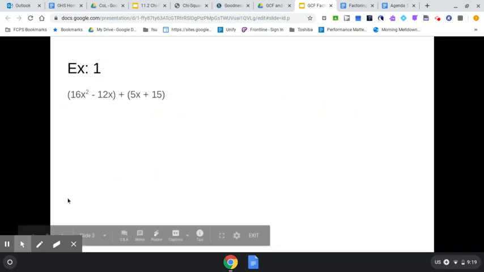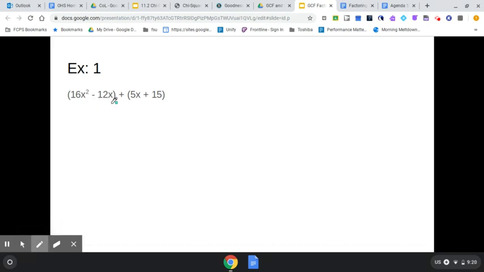All right, so example 1, it has two groupings. The first grouping is 16x squared minus 12x, and the second grouping is 5x plus 15. So from each grouping, we're going to see if we have a GCF. So taking a look at the first group, 16x squared minus 12x. If I think about those two numbers, 16 and 12, I notice that 4 will divide into them evenly. So 4, but then they also both have x with them. So 4x would be the GCF.